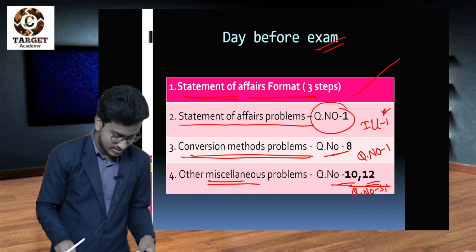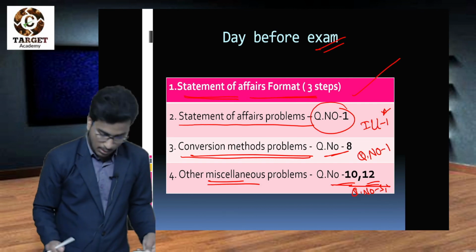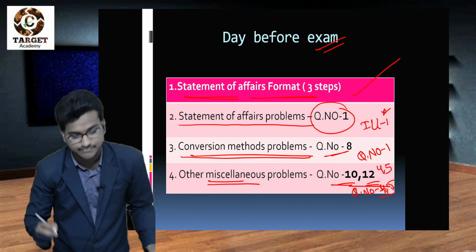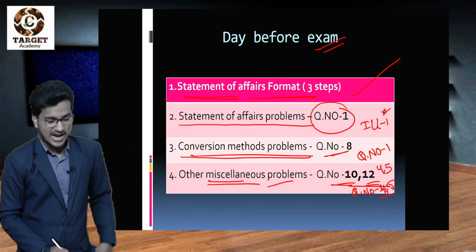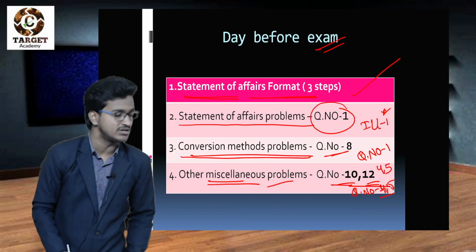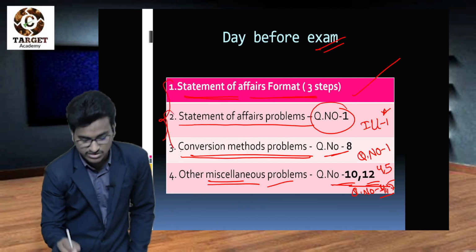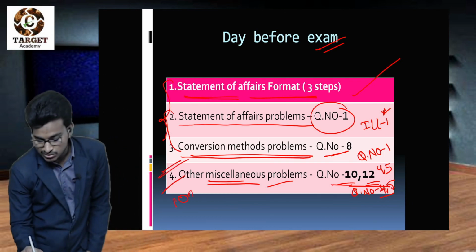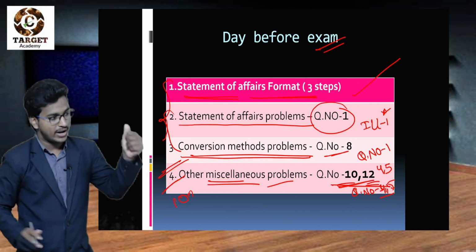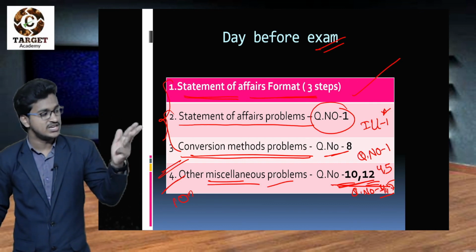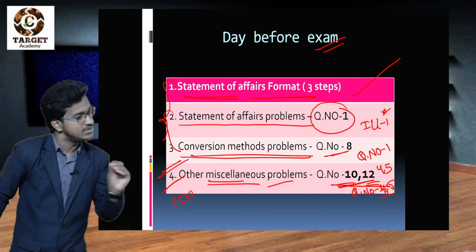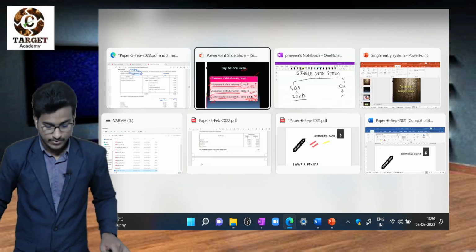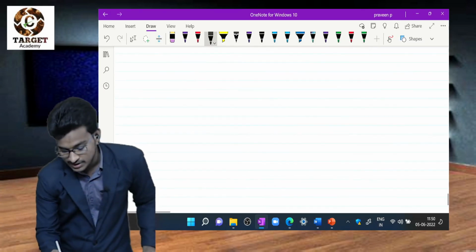Let me check once. Question number 4 and 5 in your study material. These are miscellaneous problems. I think 99% of questions come from these three concepts, with about a 10% chance for miscellaneous problems. Go through these two problems also. That means 1, 8, 10 and 12. These 4 problems are enough for day before exam revision.